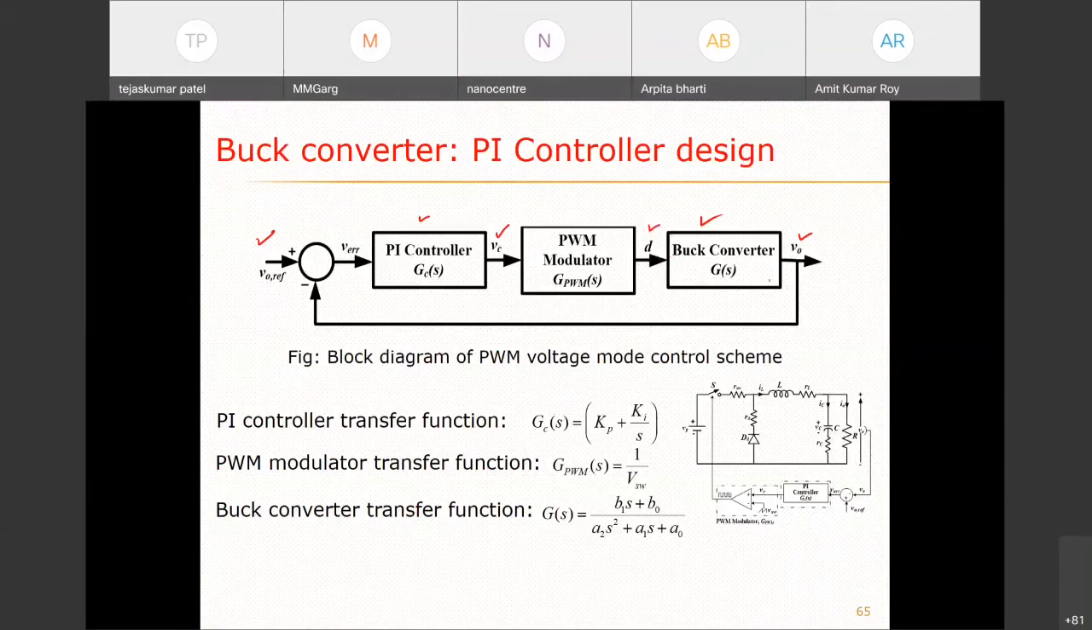So that is the mathematical model for this block, and this is a controller that I need to decide which controller and how to tune its parameters.